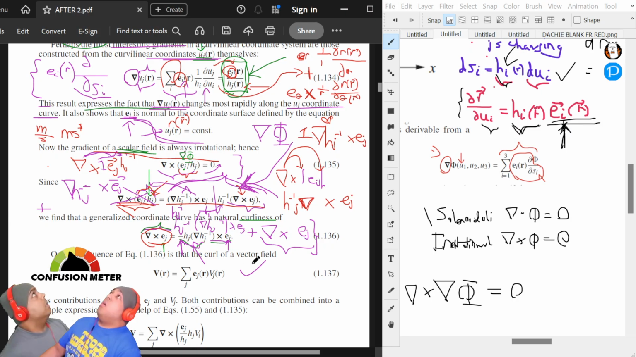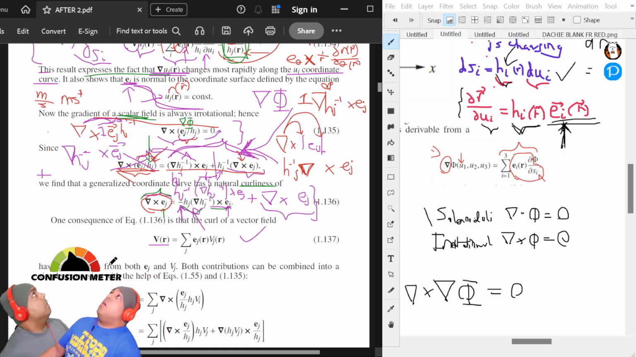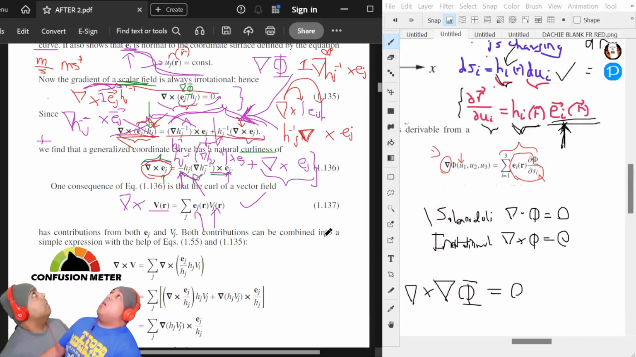One consequence of this is that the curl of a vector field is this. The curl of a vector field VR, which is this, has contributions from both EJ and VJ. So if you curl this guy, boom, this guy contributes, but also this guy contributes. Both contributions can be combined into a simple expression with the help of stuff. 1.5. Is this in the future? No. This is from the past.